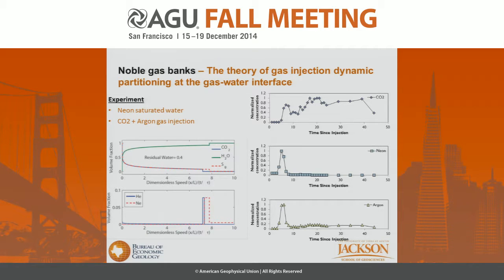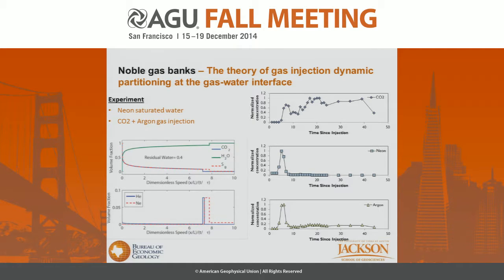And this is an experiment, this is real time. We did this experiment on Friday, finished plotting this up yesterday. And what you can see is a similar trend in the model. This was a water that was saturated in neon that was displaced by CO2 that coexisted with argon. So it's a mixture of gas that's CO2 and argon that's displacing water saturated with neon.